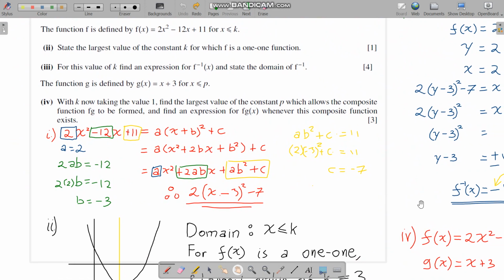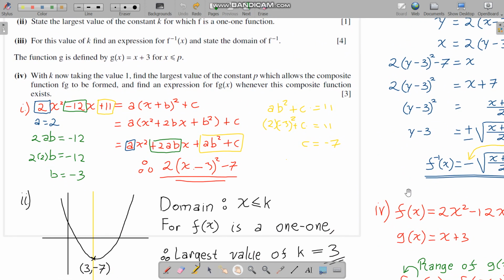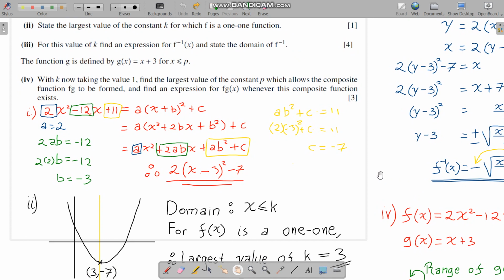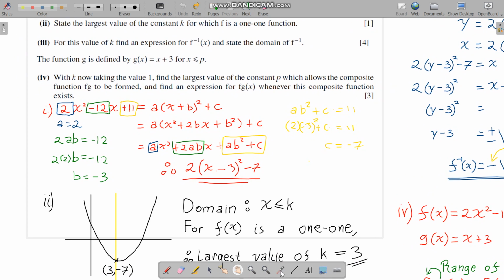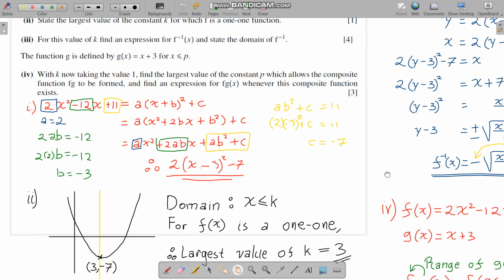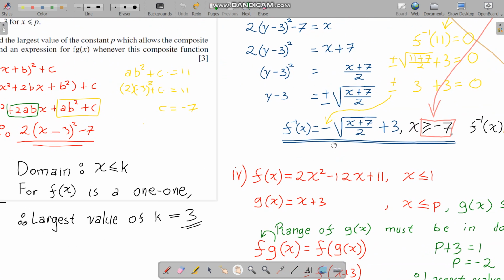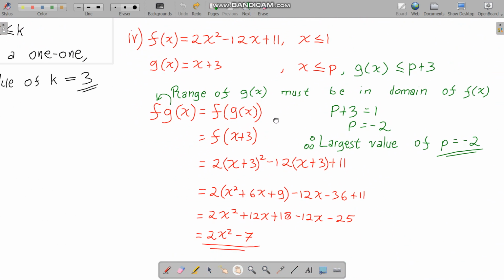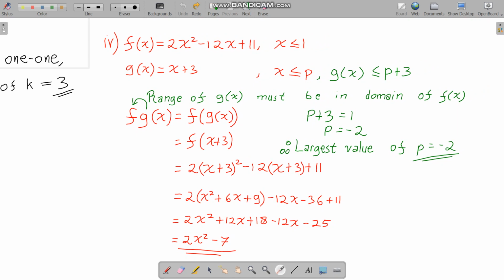Last part, with k now taking the value of 1, we have g of x now. Find the largest value of the constant p, which allows the composite function fg to be formed. Okay, so we are using composite functions. We have f and we have g. We have the domain of f, and the domain of g is x < p, and we want to find the p.